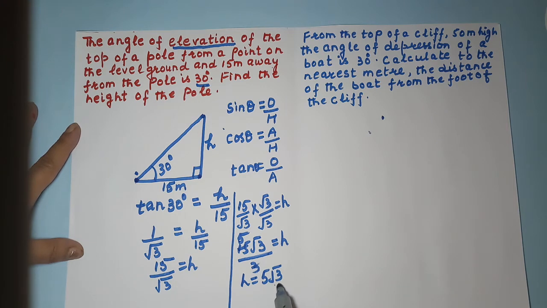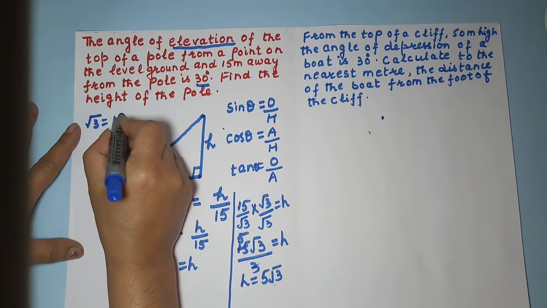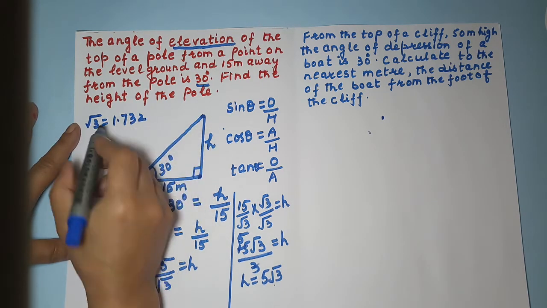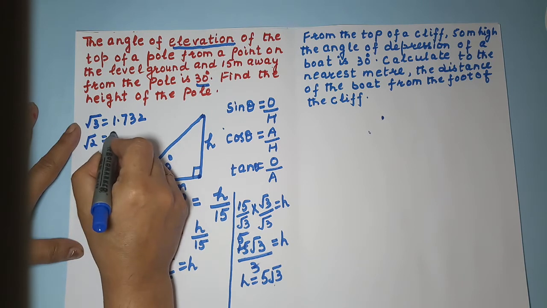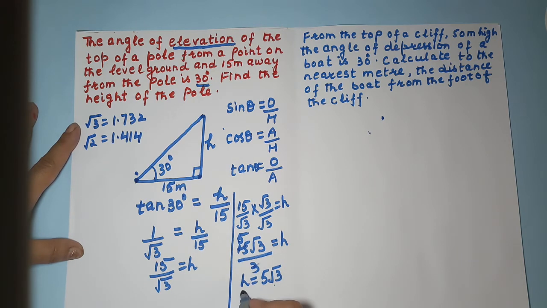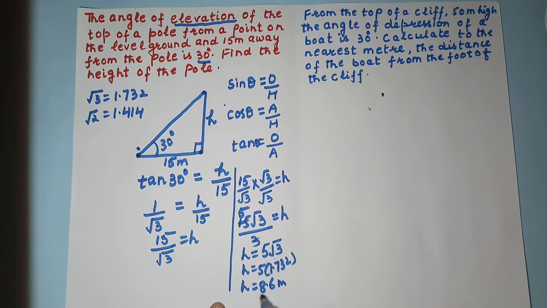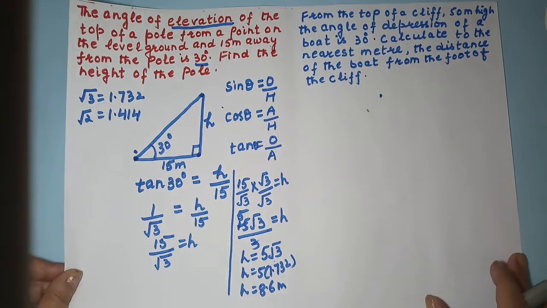Now, this value might be given in the question. Root 3 value is 1.732, or you should remember it, and root 2's value is 1.414. These two values you should remember. Now my H will be 5 into 1.732. So what is my H now? 8.6 meters. Right? So what is the value of H? 8.6 meters. 5 into 1.732 is 8.6 meters. Right? Okay.